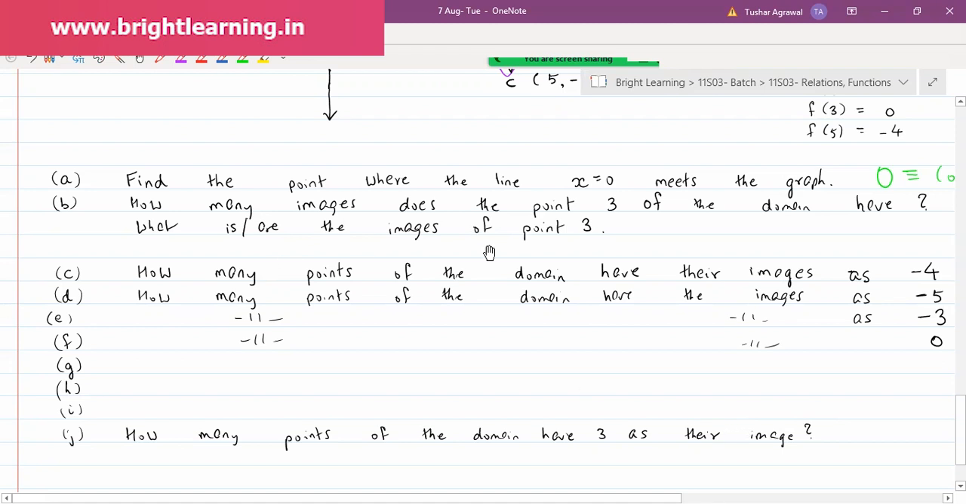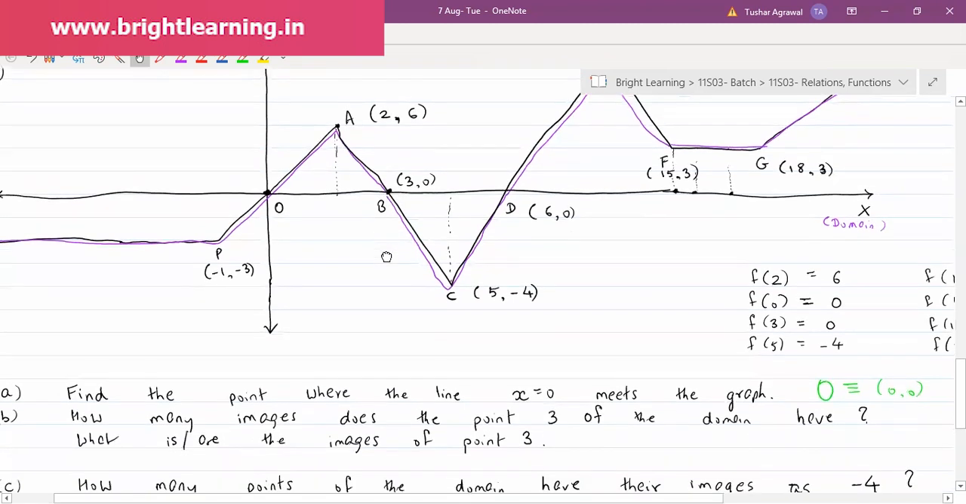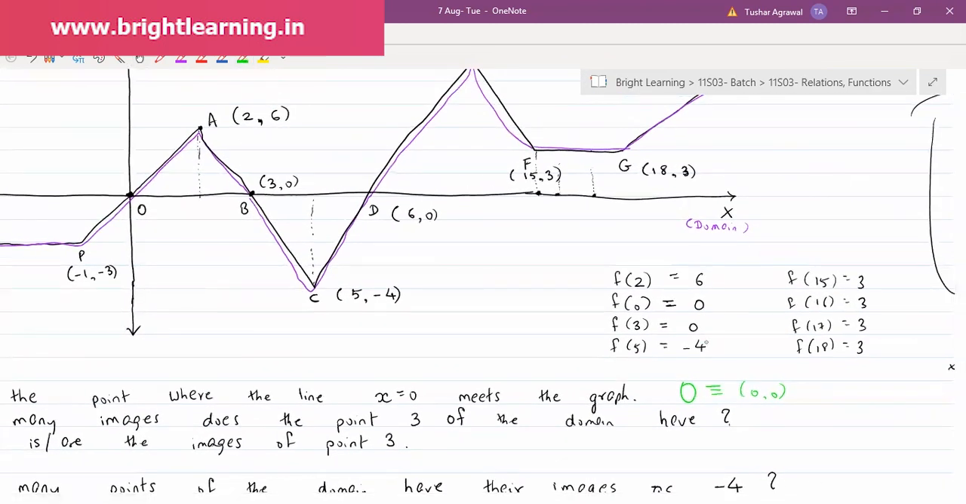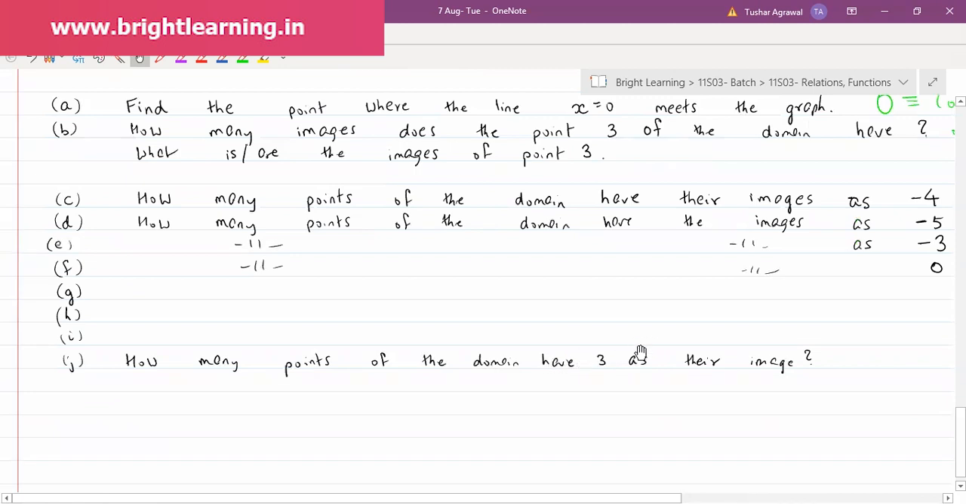How many images does the point 3 have? So you have to concentrate at point B. 3 is in the domain. How many images does it have? So this point B has one image. The answer is it has one image. What is the image? F of 3 is equal to 0, corresponding to this point B. And if I answer this question, how many points of the domain have 3 as their image? The answer to this question is infinite. There are infinite points in the domain which have 3 as their image.